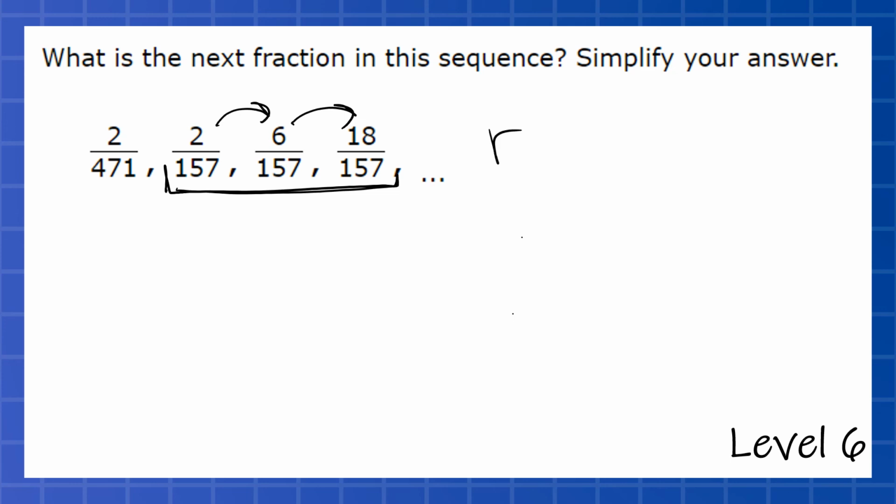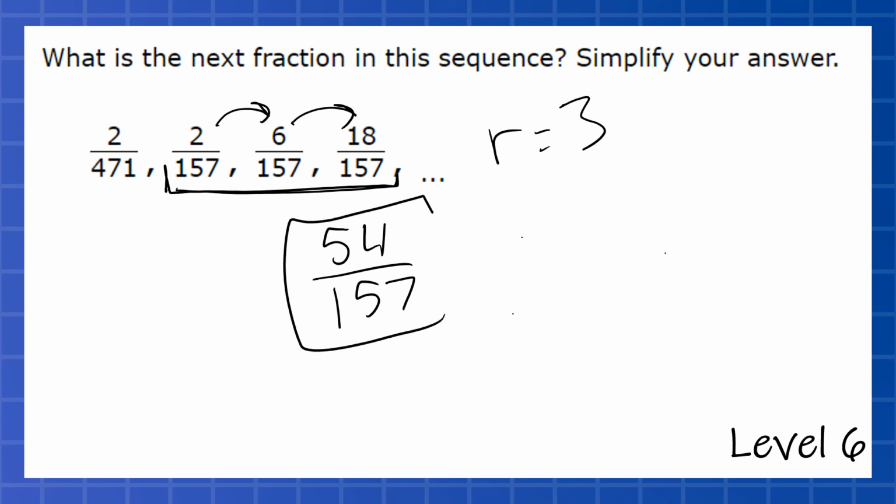So it's multiplying it by 3. So our common ratio, what are we multiplying by each time? 3. Why did it cancel out to begin with? Well, that's because we had a 3 that we could cancel out in the top and bottom. We didn't have any more 3s, so it couldn't cancel out anymore. So we're going to go ahead and find the next one by multiplying 18 times 3. 18 times 3 is 54. And so that is our answer.